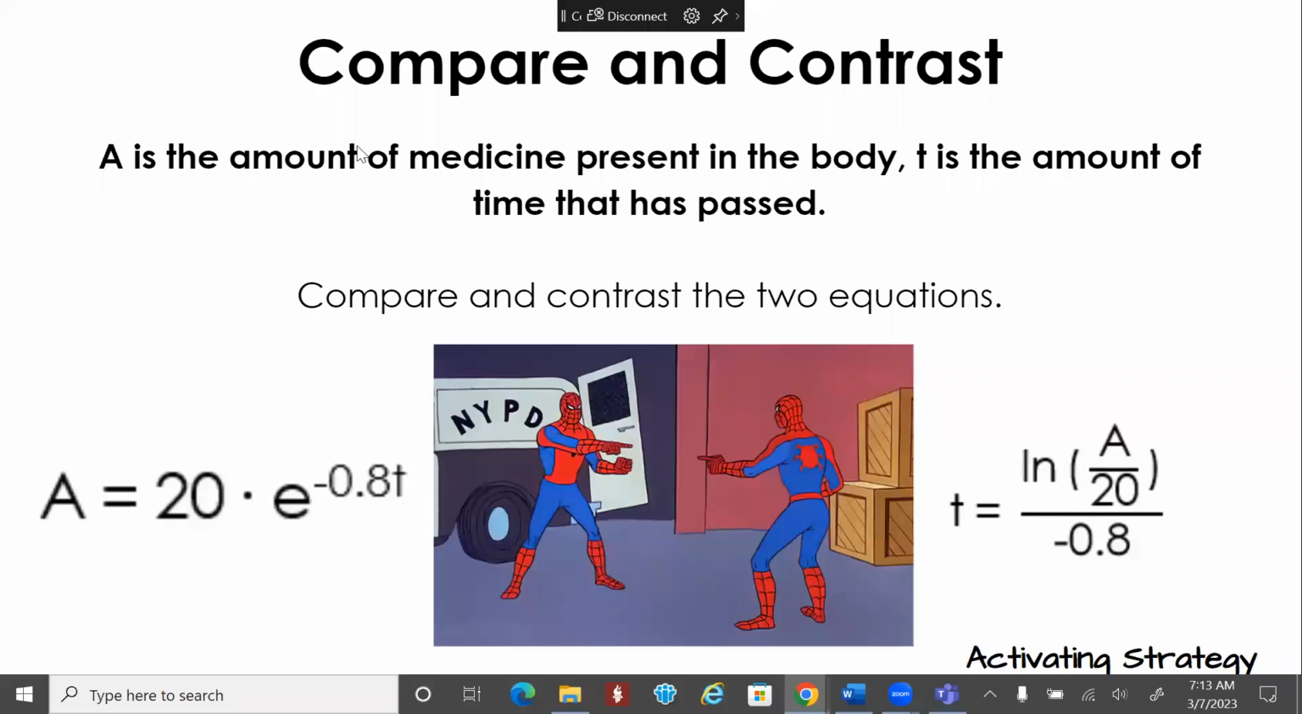So A is the amount of medicine present in the body. B is the amount of time that has passed. Compare and contrast the two equations. So you're not having to solve for anything. I just want you to compare and contrast. What's similar about these two things? What's different?